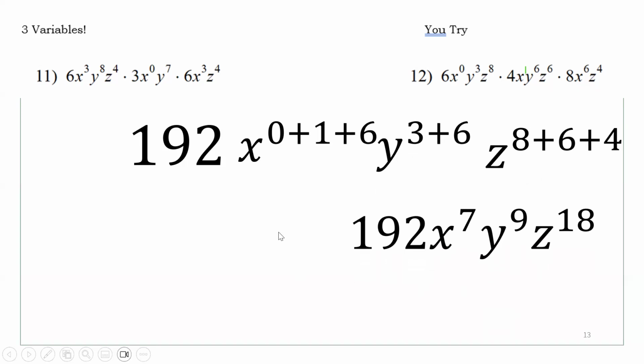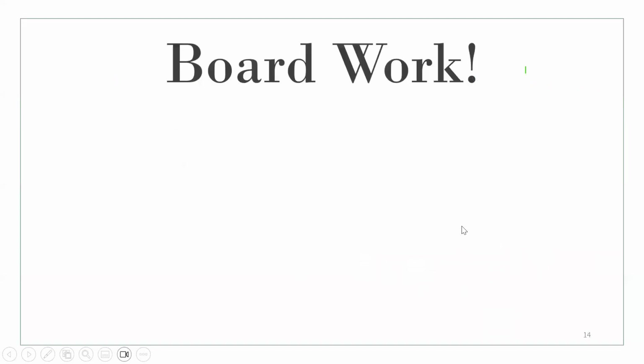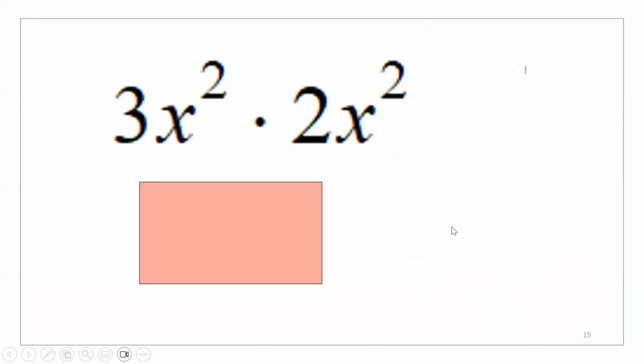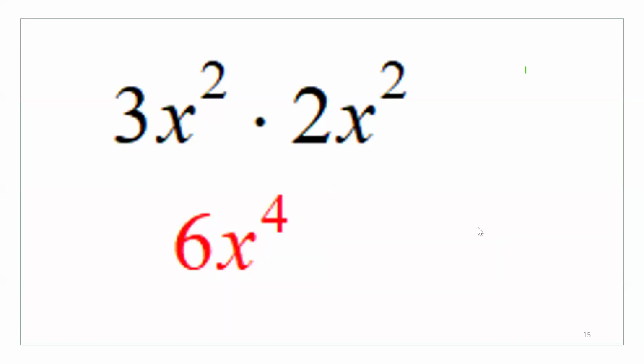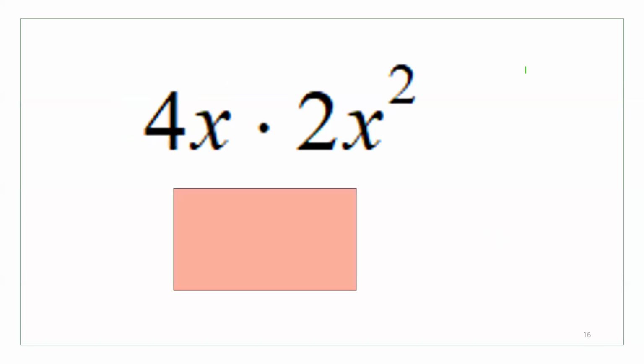Okay, that's the lesson. Let's try some board work if you need help. So grab a board. Okay, 2 examples of each type. So 1 variable, go ahead, pause the video, try this example. Did you get 6x to the 4th? Okay, multiply your numbers, add those exponents. Next example, go ahead, pause the video, try this example.